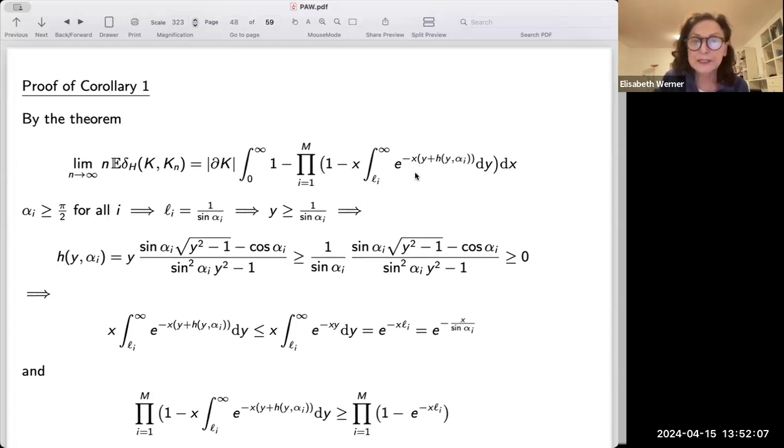So that settles the inner integral, but we also have to take care of the rest. So the rest would then be looking at the product, i goes from 1 to m, 1 minus x times this integral dy, which is, of course, simply now putting in what we have realized on the integral, bigger or equal than the product, i goes from 1 to m, 1 minus e to the minus x Li.